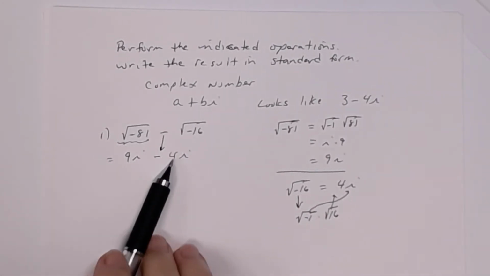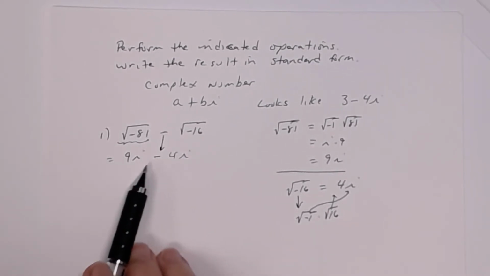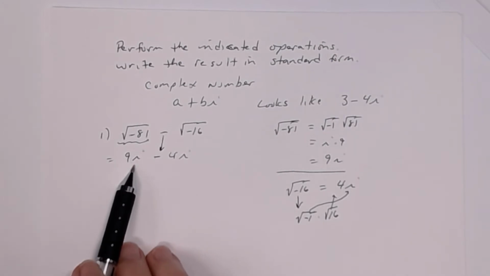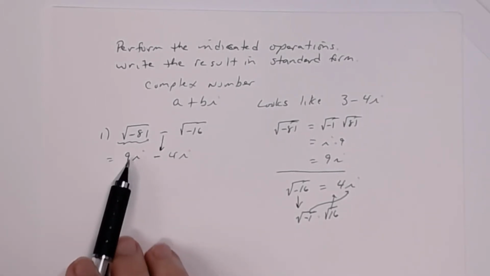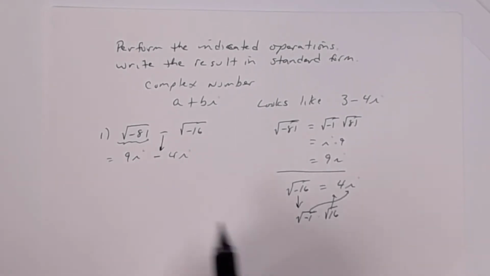Now, these two terms right here, 9i and 4i, and I'm subtracting those two terms, are like terms because they both contain the imaginary unit i. All right, so all I have to do is just say 9i, and I'm taking away 4 i's, and so I end up with 5i.